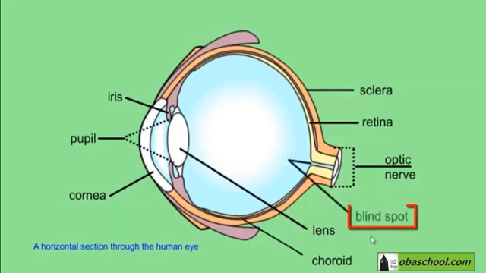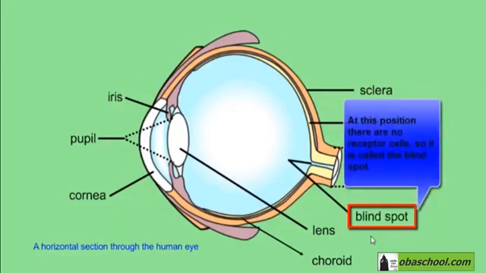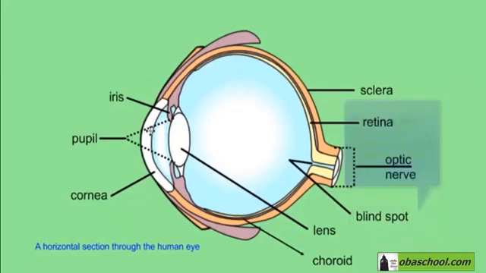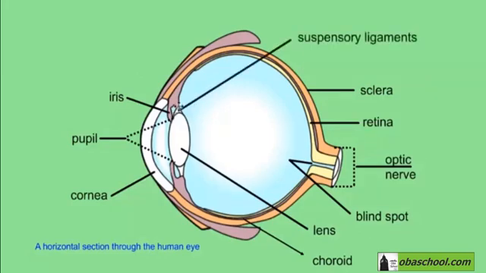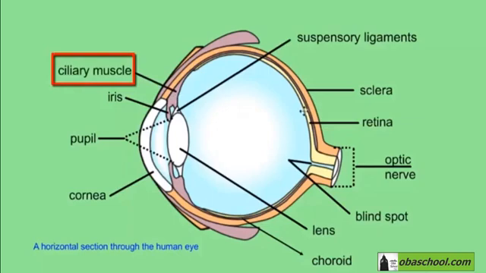And right here in the middle, we have a blind spot. If light is focused here, we do not see an image because there are no sensory cells. That's why it's called the blind spot. And we have here suspensory ligaments that connect the lens to these muscles that are called ciliary muscles that will contract and relax to change the size of the pupil to allow different amounts of light to enter.